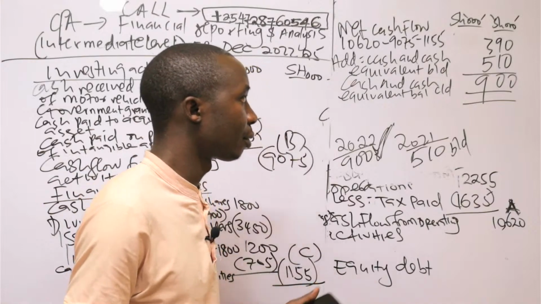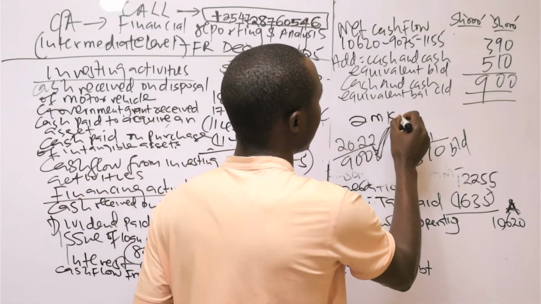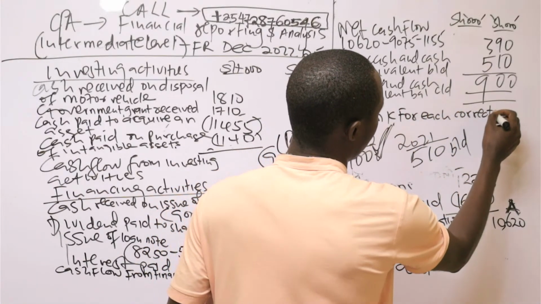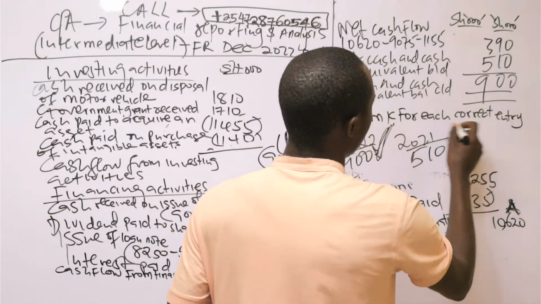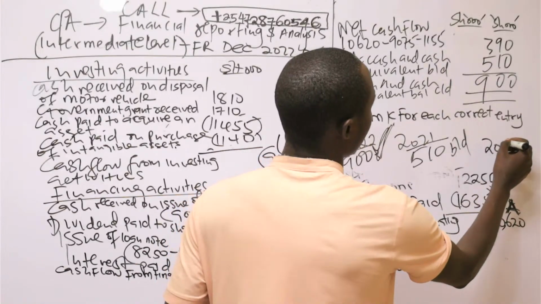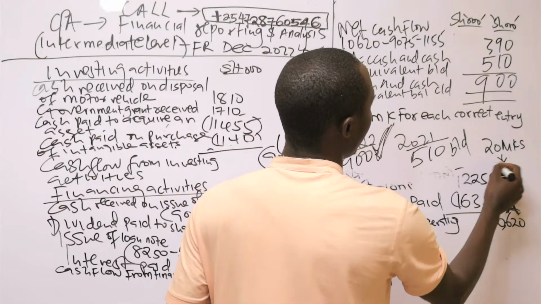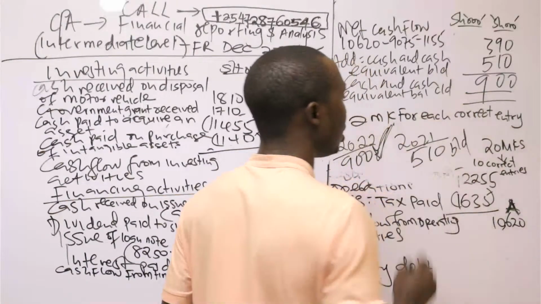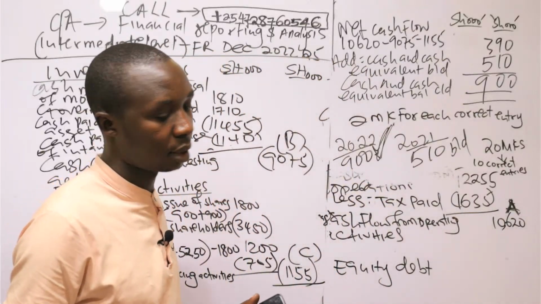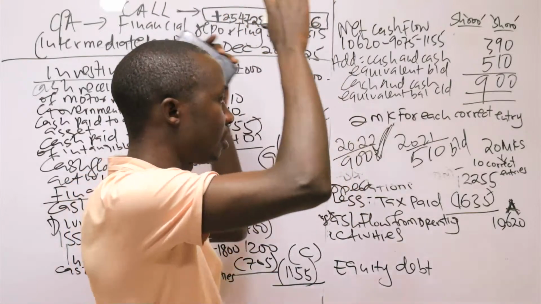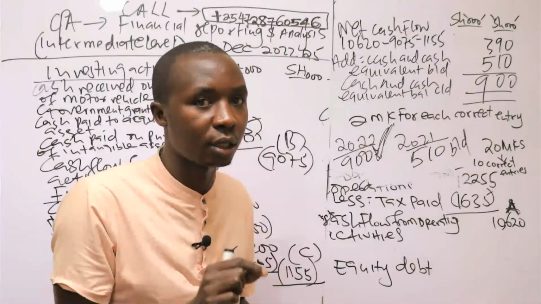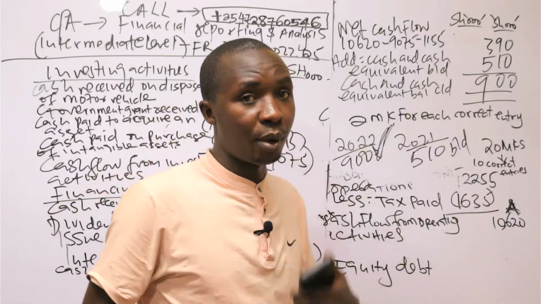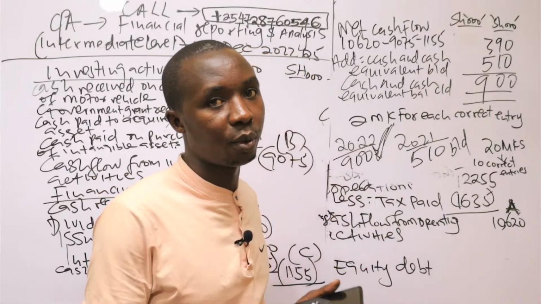During marking, they were giving 2 marks for each correct entry. But remember the marks were just 20 marks, which means that they needed how many? 10 correct entries. Only 10 out of what we have done. From the first entry to the end, they just needed only 10 correct. You multiply by 2, you get 20 marks. That is how we marked this question.